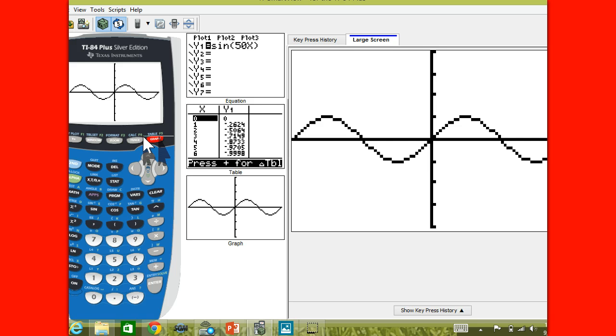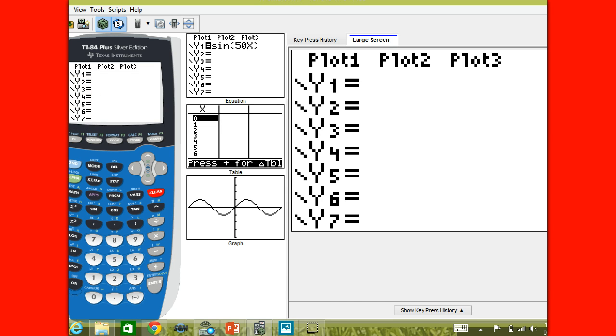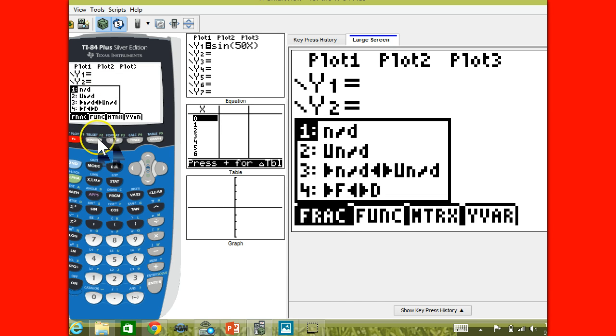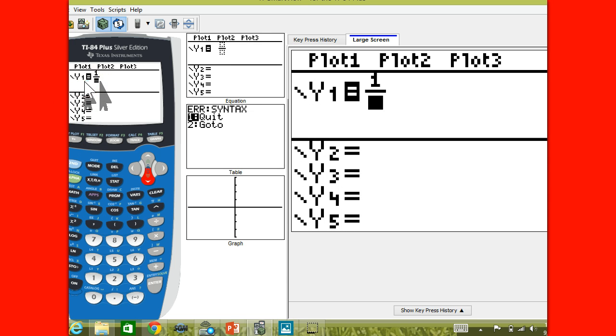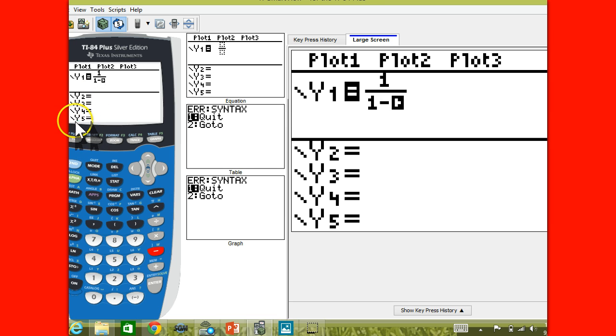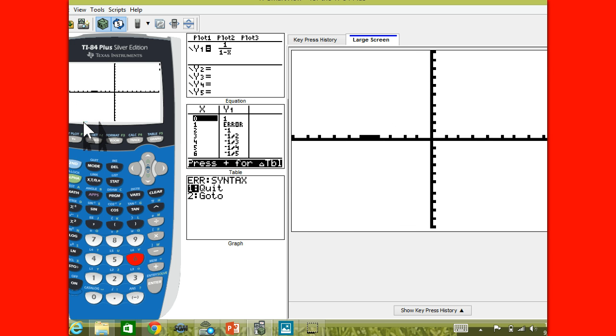All right, look over at example 6. Example 6, we've got y is equal to 1 divided by 1 minus x. So clear this guy out. We've got y is equal to 1 divided by 1 minus x. And again, just by default, I usually start with a zoom 6. That's that standard with the 10s all the way around.